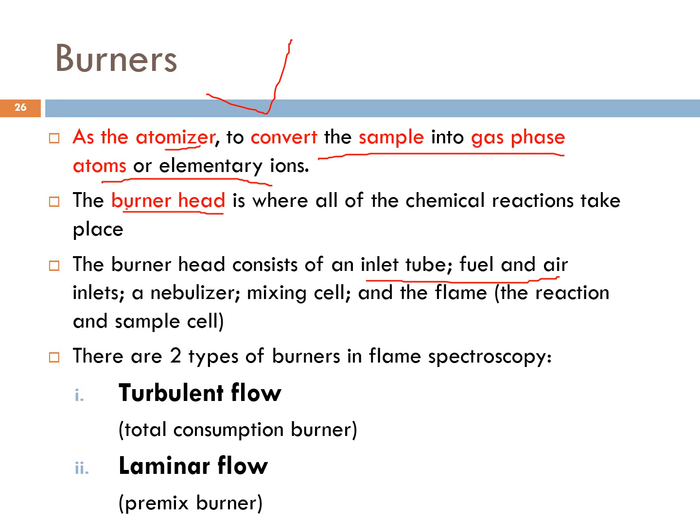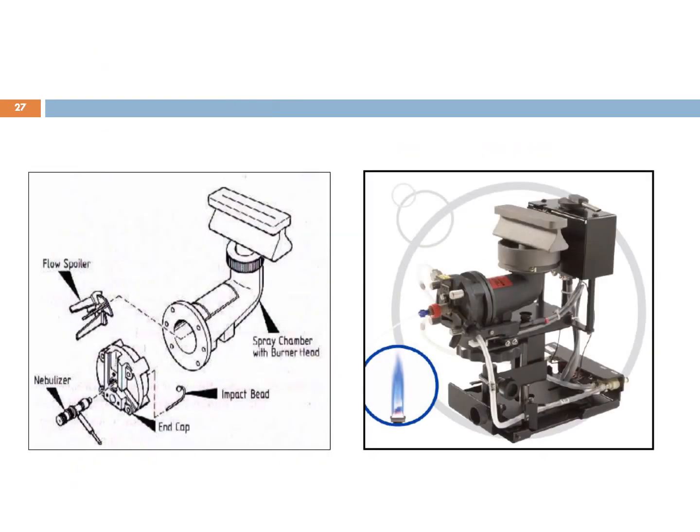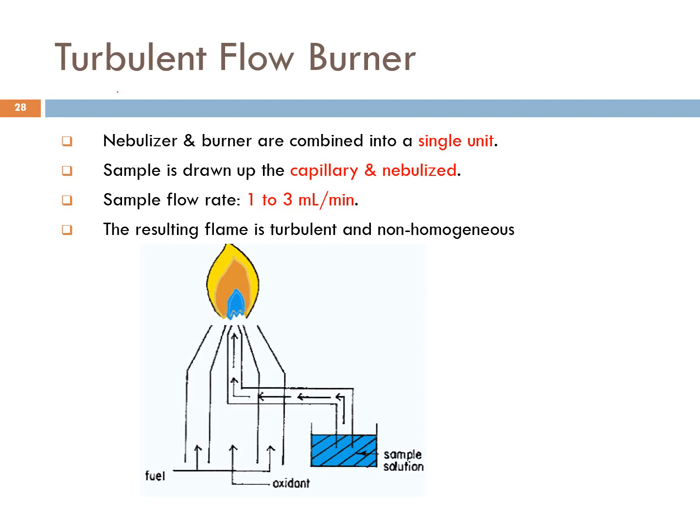Okay, there are 2 types of burners in flame spectroscopy, which are the turbulent flow, which is the total consumption burner, and the second one is laminar flow, which is also called the premix burner. Now we look at the turbulent flow burner. In this burner, the nebulizer and burner are combined into a single unit. Sample is drawn up the capillary and nebulized.